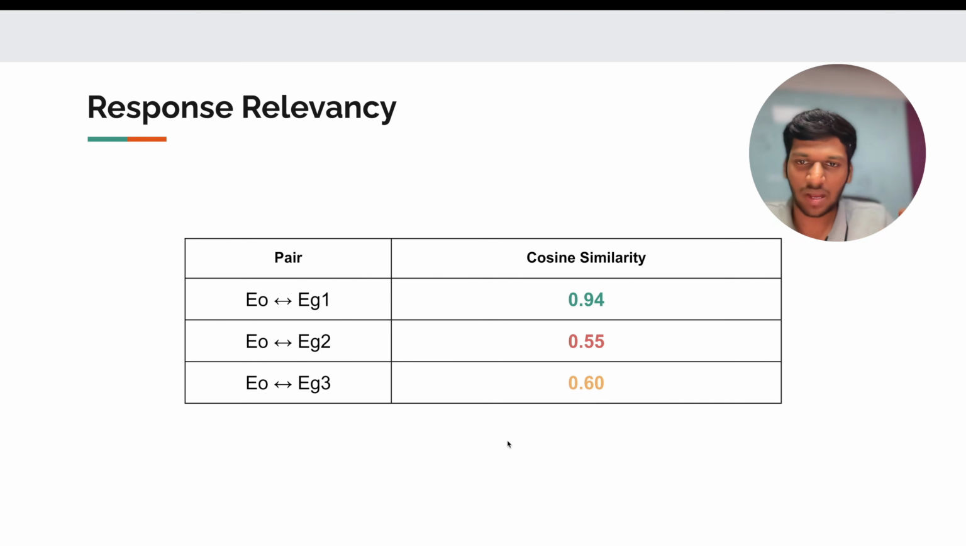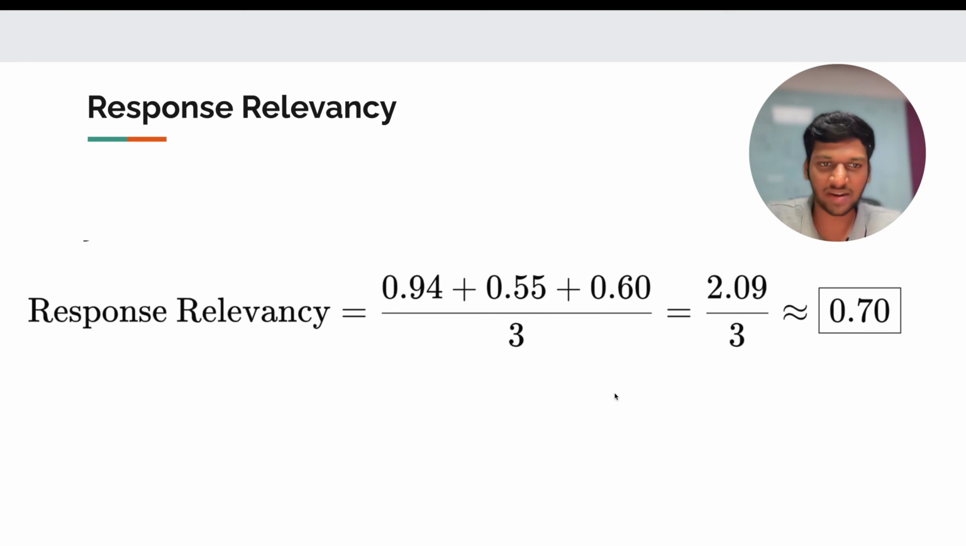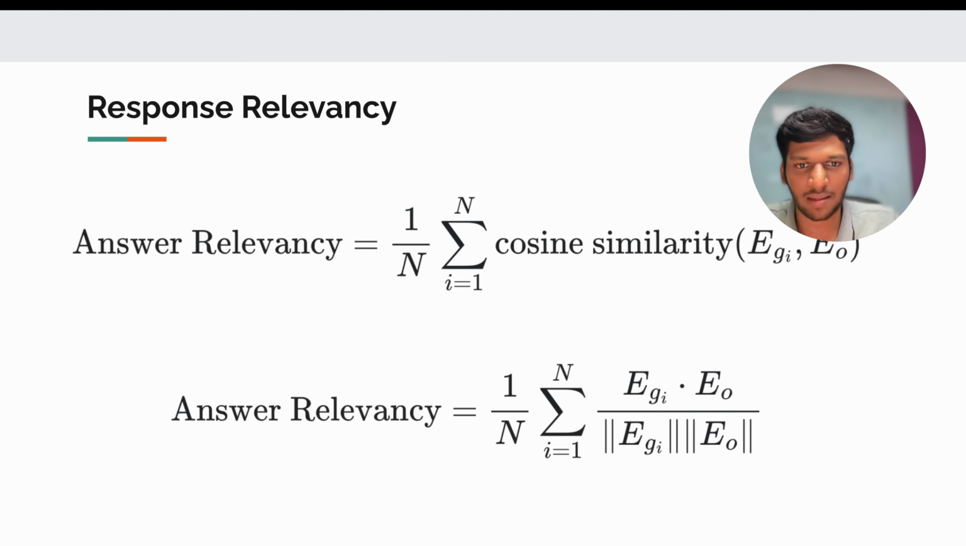We'll now compare the cosine. I mean, we'll generate the cosine similarity of both the things, the actual user question and the generated question. So you will get a cosine similarity score. Just add it and divide it by the number of questions. So it will be like 0.7, which is 70%. So 70% is the response relevancy for that user question. So this is the formula.